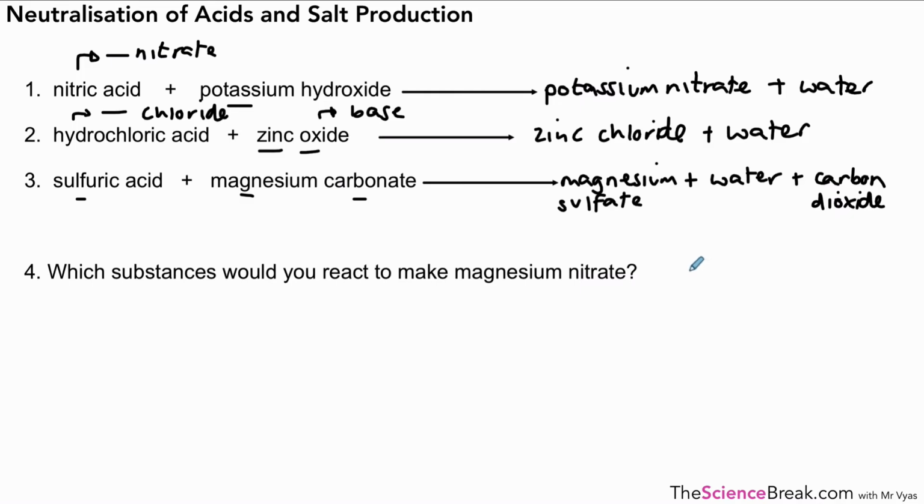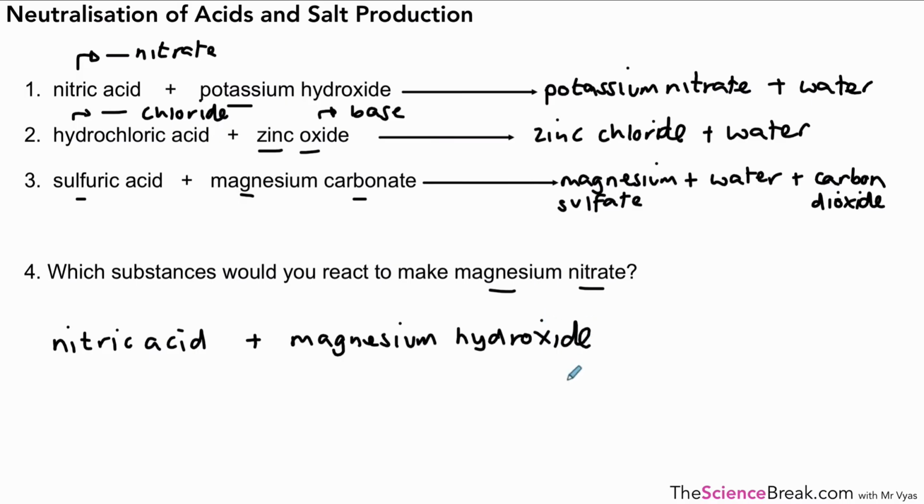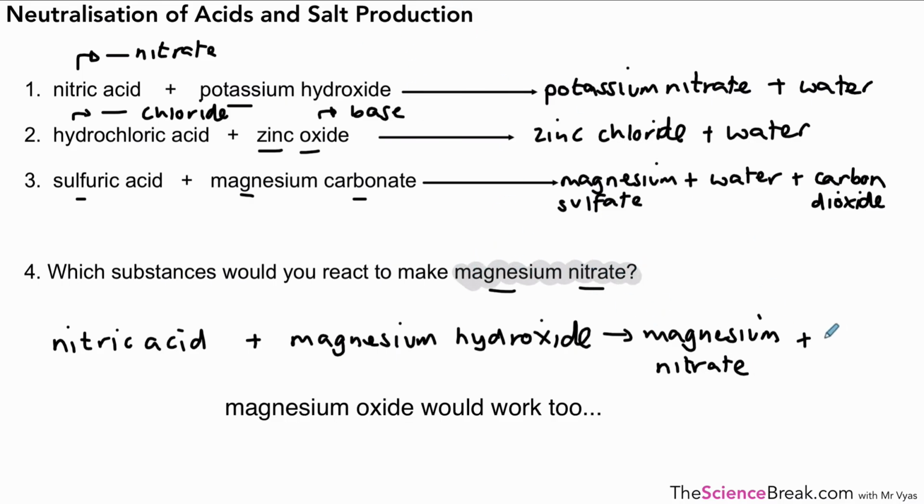And for the last one, we can again pause if you want to and have a go at this one, but this time we're working backwards. We're working out how to make magnesium nitrate. So we need nitric acid because nitric acid makes nitrate. We need a compound with magnesium as the positive ion, and we can use, for example, magnesium hydroxide, and that would give us our magnesium nitrate that we're after, and we'll get another product of water as well. So we've got our magnesium nitrate and we get some water.